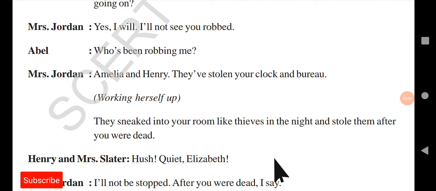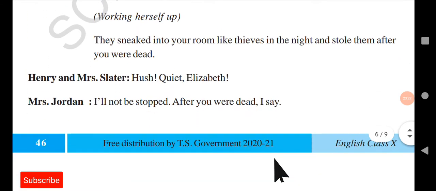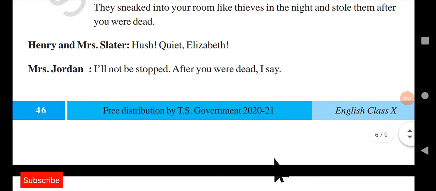Both my sister and her husband brought your bureau and the clock downstairs after you were dead. And now, immediately, when she is trying to tell everything that she understood, both Henry and Slater try to shut Elizabeth's mouth. But she doesn't keep quiet. She again repeats that after you are dead they brought all these things down.